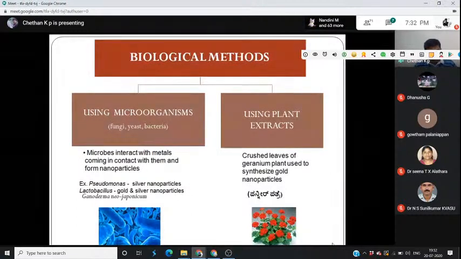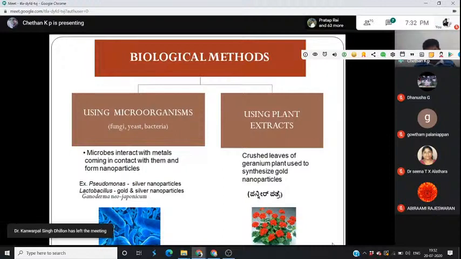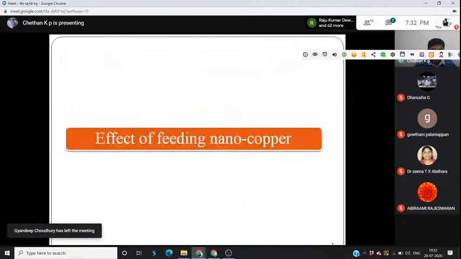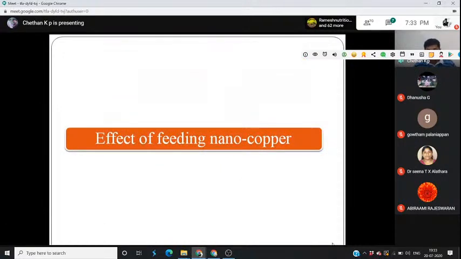Some examples of using microorganisms: Pseudomonas is used in the preparation of silver nanoparticles. Lactobacillus is used in the synthesis of gold and silver nanoparticles. Similarly, one of the plants commonly used for extract, in Kannada we call it paneer patre, the crushed leaves of the geranium plant, is used to synthesize gold nanoparticles. These are some of the methods by which they synthesize. I will not go deep into the process and how they prepare this.